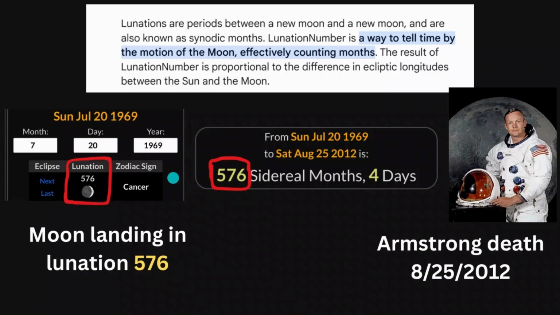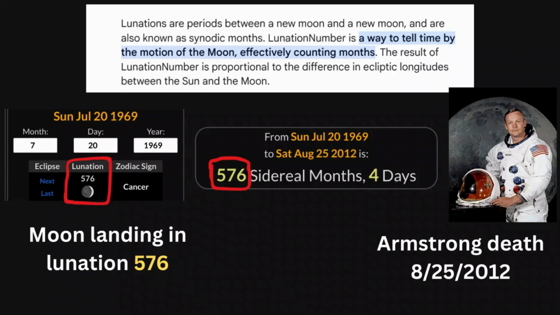But the first thing it means is not only did Neil Armstrong land on the moon in lunation 576, supposedly he landed on the moon, he actually died 576 4-day moon phases later. Okay, so think about that. The most famous guy to land on the moon, the most famous moon event, happened in 576 lunation, and then the guy who did the moon landing, supposedly, dies 576 sidereal moon months later. Okay? How perfect.